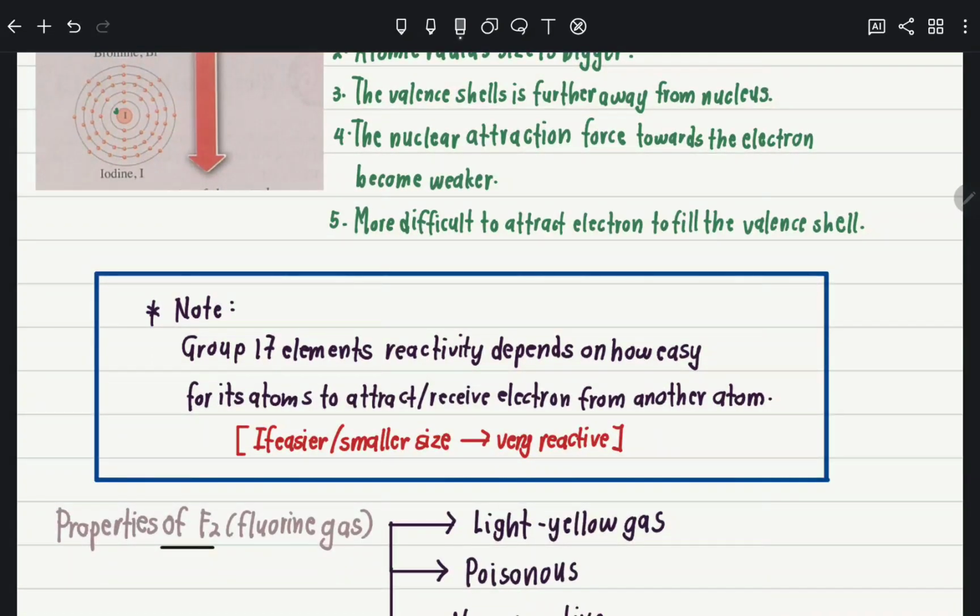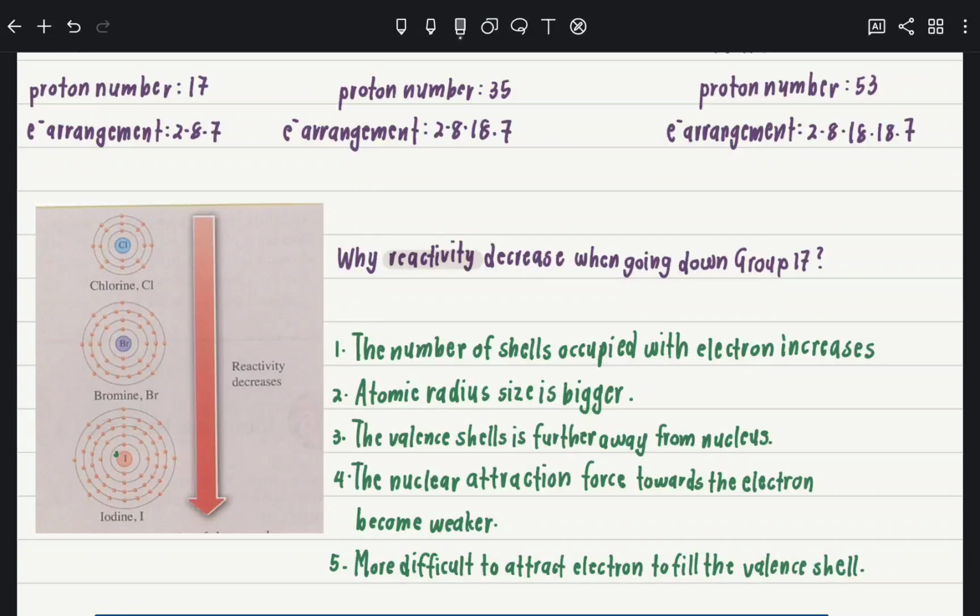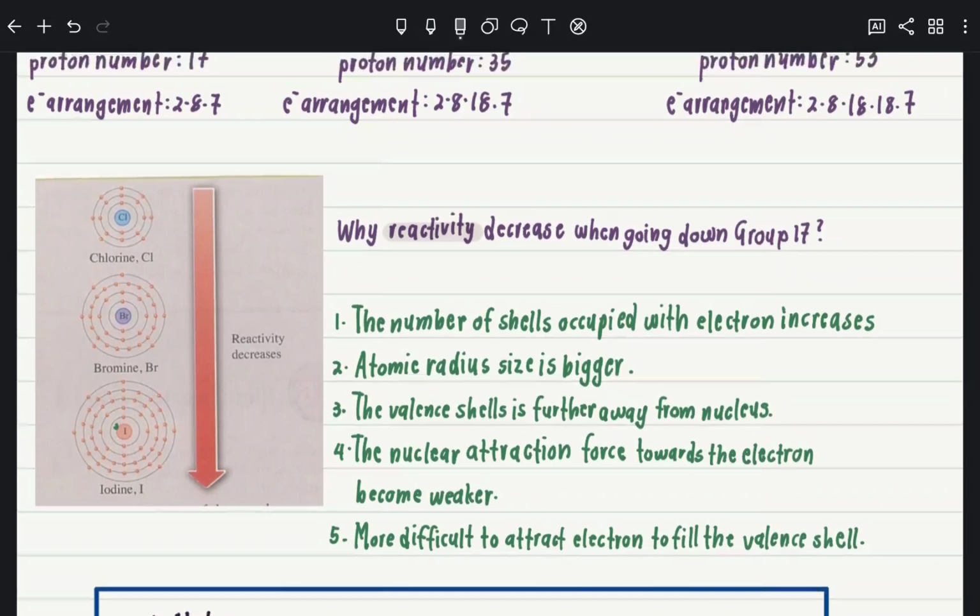Note, group 17 elements' reactivity depends on how easy it is for their atoms to attract or receive electrons from another atom. If easier or small size, very reactive. So from all these three, who is very small? Chlorine. So who can attract electrons easily? Chlorine. Why? Because the nuclear attraction force is higher or stronger. Okay, so that should be the reason.